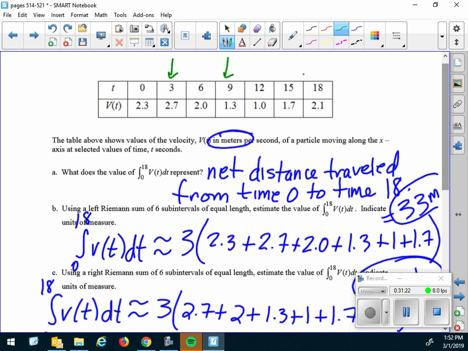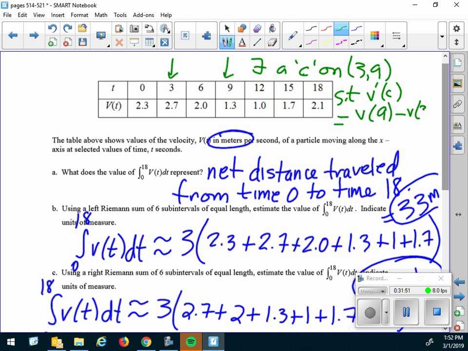Okay, it's called the mean value theorem. Do you remember the mean value theorem? The mean value theorem says if a function is continuous and differentiable, then there exists a c on the open interval 3 to 9, such that v prime of c equals the average rate of change. So it's approximately v prime of 6 because of the mean value theorem.